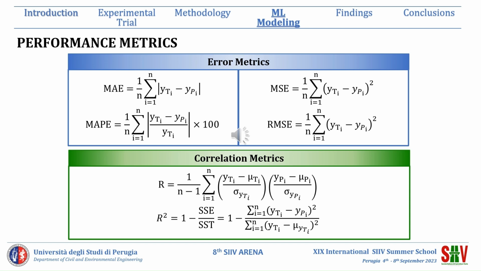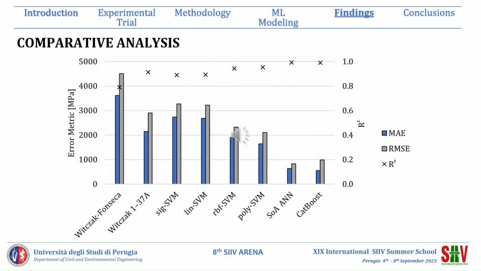A comparative analysis was firstly carried out in terms of dynamic modulus in order to include also the empirical equations. It can be observed that Witczak 1-37A performs significantly better than Witczak Fonseca, and also slightly better than sigmoidal SVM and linear SVM. Radial basis function SVM and poly SVM improved the resulting performance metrics, but state-of-art artificial neural network and CatBoost achieved outstanding results, with ANN performing slightly better in terms of root mean squared error, and CatBoost performing slightly better in terms of mean absolute error. However, the higher interpretability of CatBoost model makes it preferable.